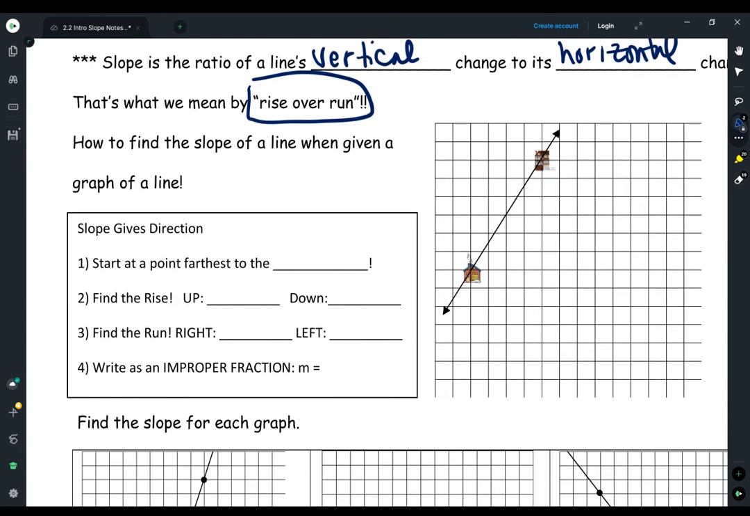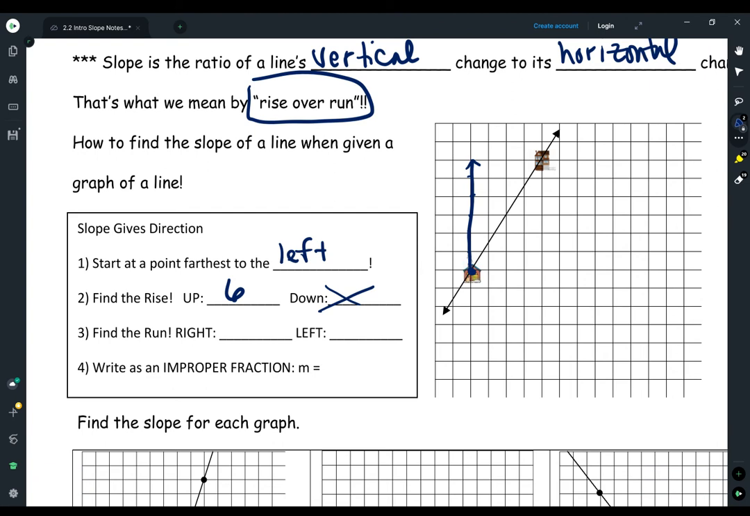We're going to start at the point farthest to the left. In this case, it would be this point right here. And we're going to find the rise. We're either going to go up or down. To get to the next point, I'm clearly going to have to go up, not down, so I'm going to cross that out. Let's see how many squares. Here's my 0. So 1, 2, 3, 4, 5, 6. Just double checking, 1, 2, 3, 4, 5, 6. So we have a rise of 6.